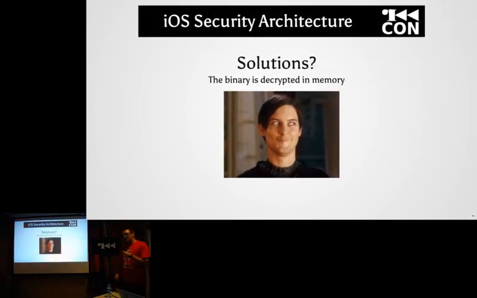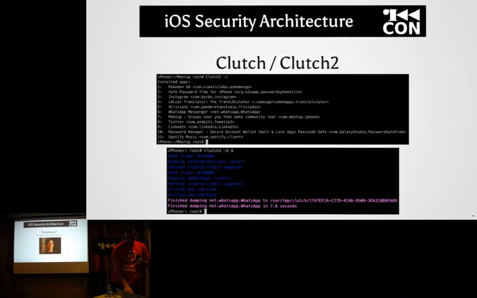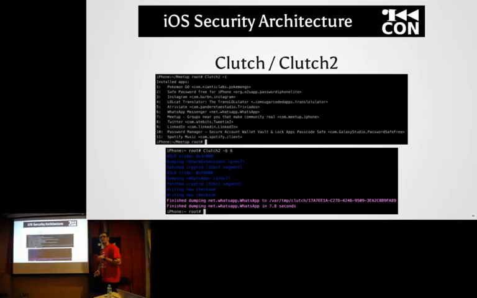So what is the solution? The binary is encrypted, but it has to be decrypted to be executed. And it is executed in memory, so the binary is decrypted in memory. So the solution is just to go to the memory, go to the section where the binary is decrypted, and dump it. And we are going to see how to do that.